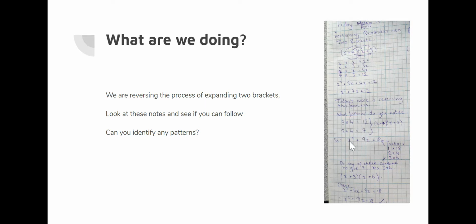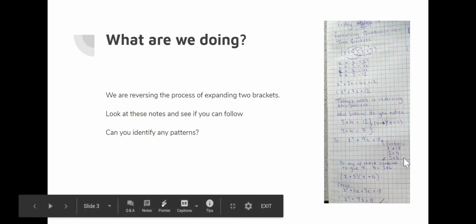Okay, so another example: x squared plus 9x plus 18. We're looking for numbers that multiply to get 18, but also add to get 9. Possible factors of 18 are 1 and 18, 2 and 9, 3 and 6. Do any of these combine to give 9? Yes, 3 and 6 do. So in our brackets we're going to have x plus 3 and x plus 6. If you multiply that out to check, x squared, 6x, 3x, and 18, and 6 and 3 gives us 9. So that gives us back our initial question, and our answer is x plus 3 and x plus 6.